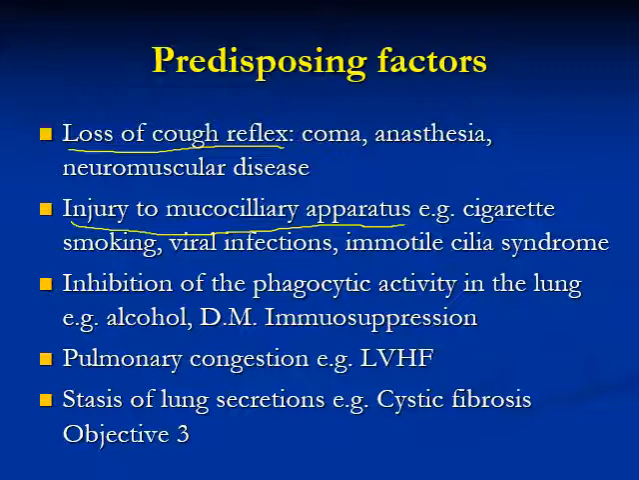And there is a condition called immotile cilia syndrome. This is a congenital condition in which the cilia do not move, and this patient may develop other syndromes like Kartagener syndrome, may develop sinusitis, bronchiectasis also, and even infertility. Immotile cilia syndrome is a congenital condition, and those patients are liable to develop recurrent chest infection. So the second is injury to the mucociliary apparatus.